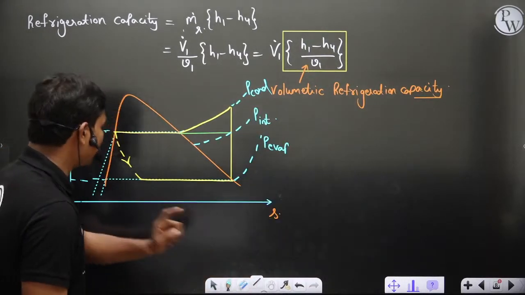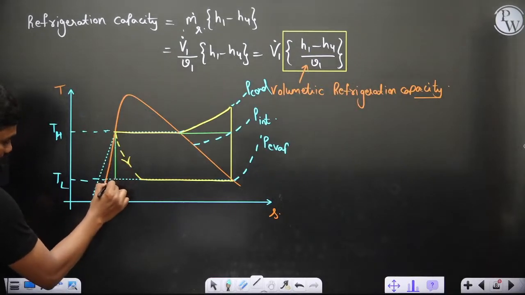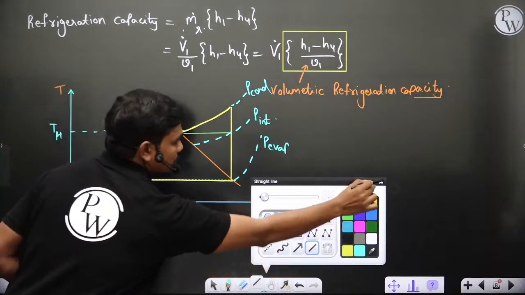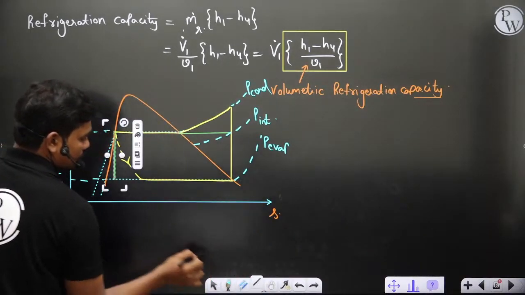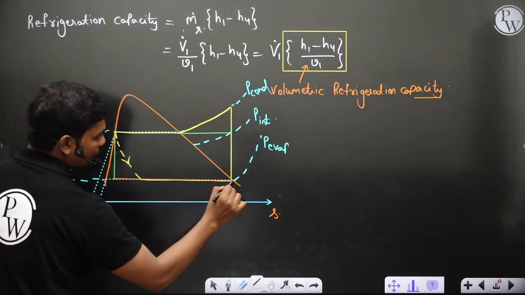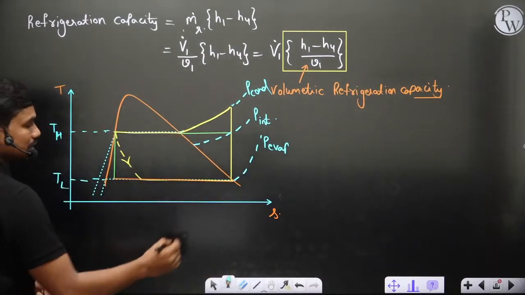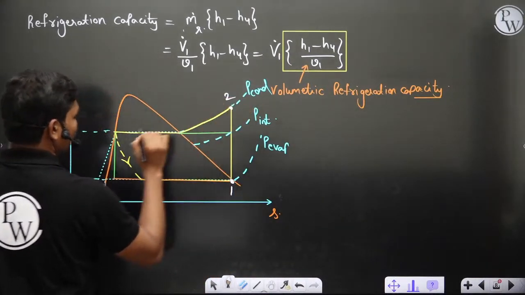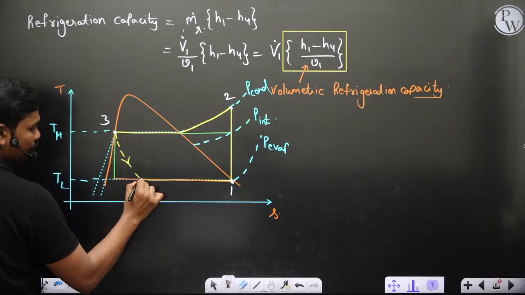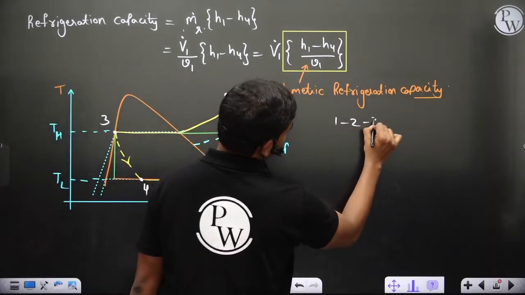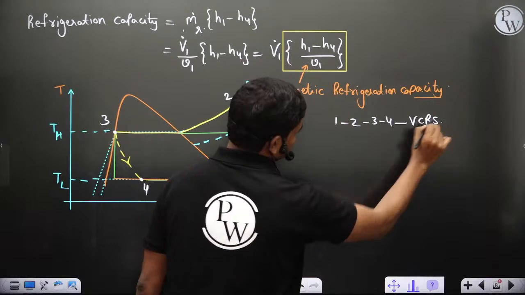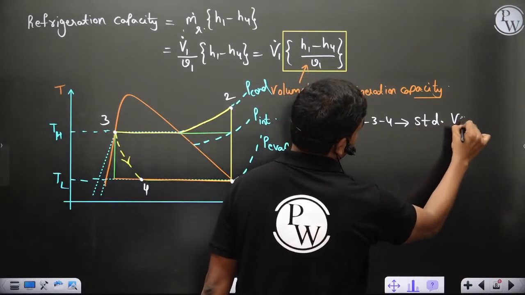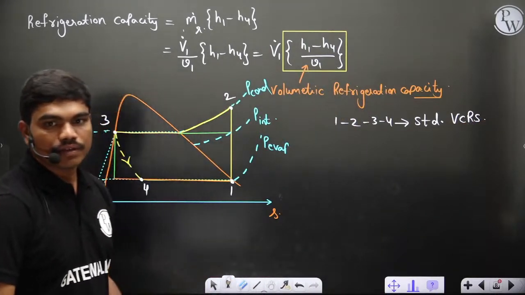Now you got this. And in case of Carnot cycle, your expansion would have been something like this, and this heat rejection would have been this. Or heat addition into the cycle could have been this. So if I name this cycle 1, 2, 3 and 4, then 1, 2, 3, 4 is your standard VCRS.